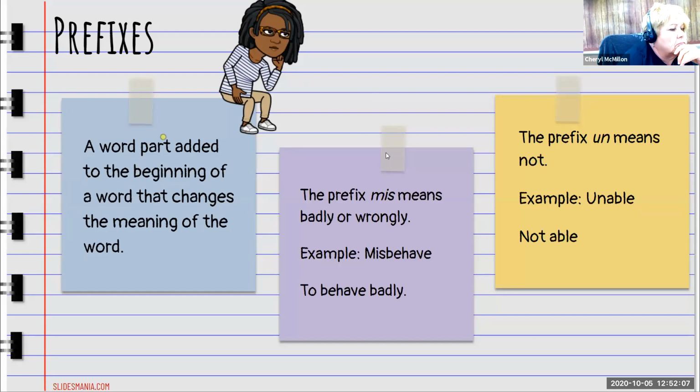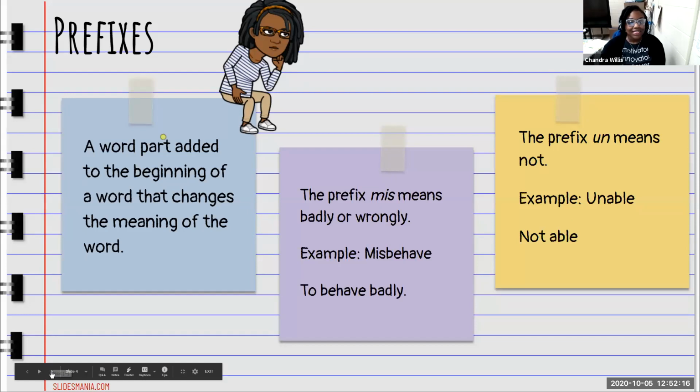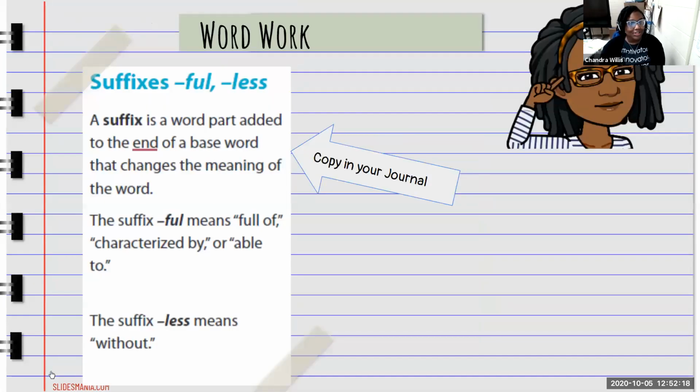Unhappy. Very good. That's a good one. That means you're not happy. Very good, scholars. You guys are rock stars. Now, let's talk about suffixes. So our word work this week, we're talking about suffixes.